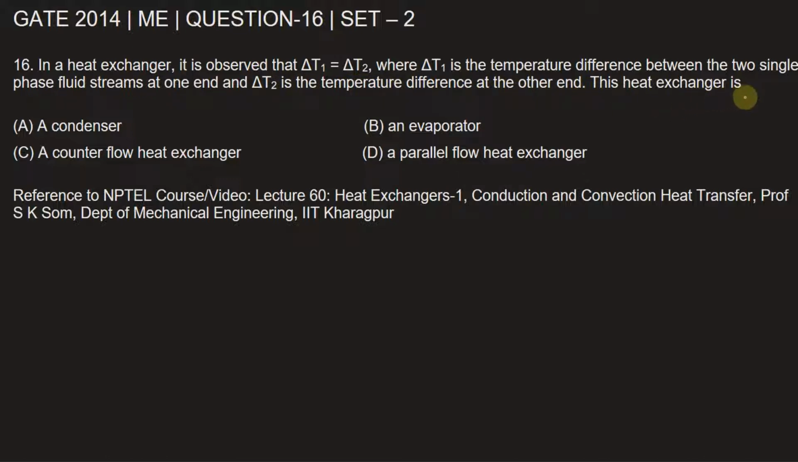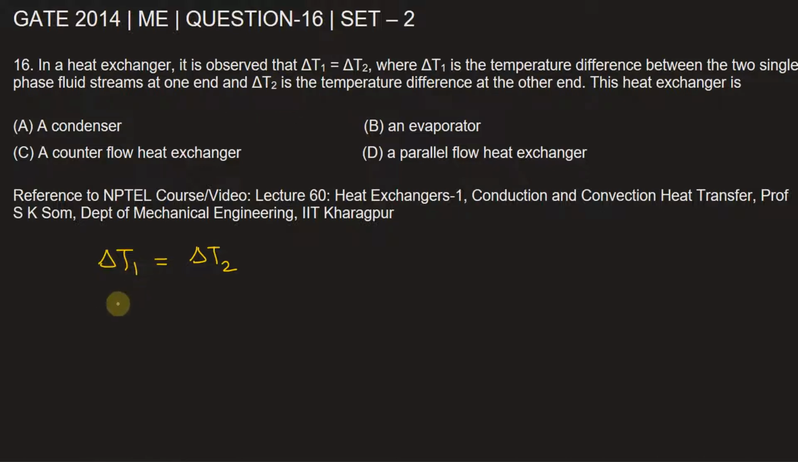So we need to find out for which heat exchanger this condition is satisfied. Now in the problem it is already given that delta T1 is equal to delta T2, where delta T1 and delta T2 are defined here: the temperature difference between the two single phase fluid streams at one end, and delta T2 at the other end.